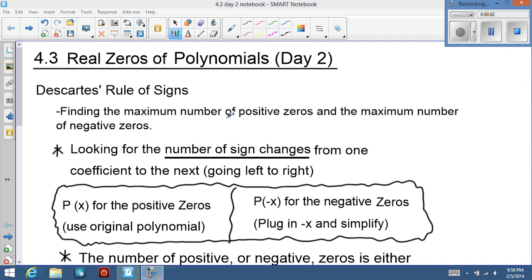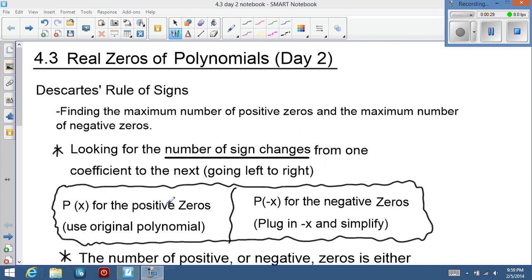Today we are studying 4.3 Real Zeros of Polynomials, Day 2. We are looking at Descartes' Rule of Signs, which is finding the maximum number of positive zeros and the maximum number of negative zeros. What we are doing with Descartes' Rule of Signs is looking for the number of sign changes from one coefficient to the next, going from left to right.